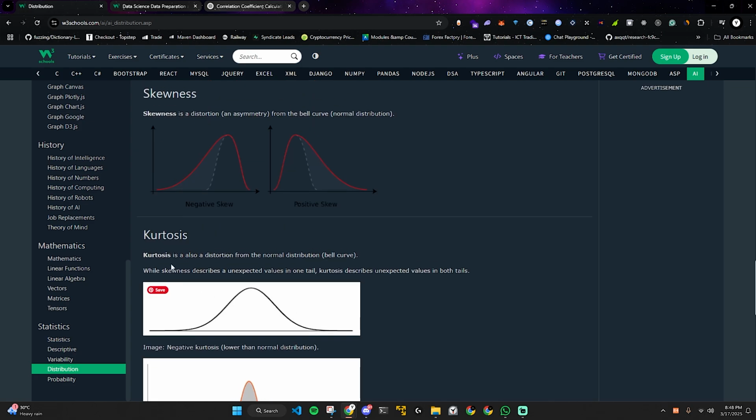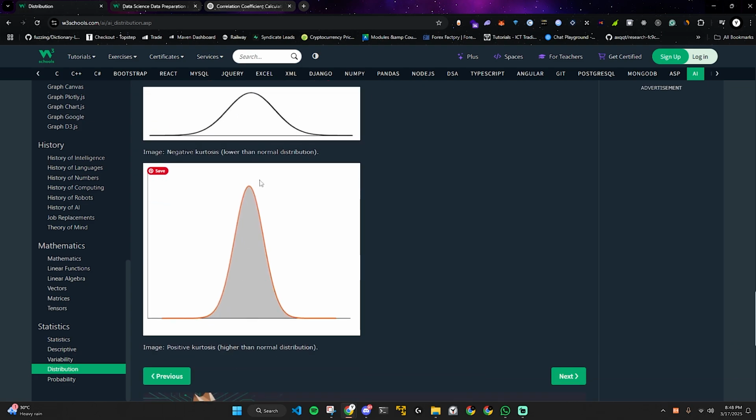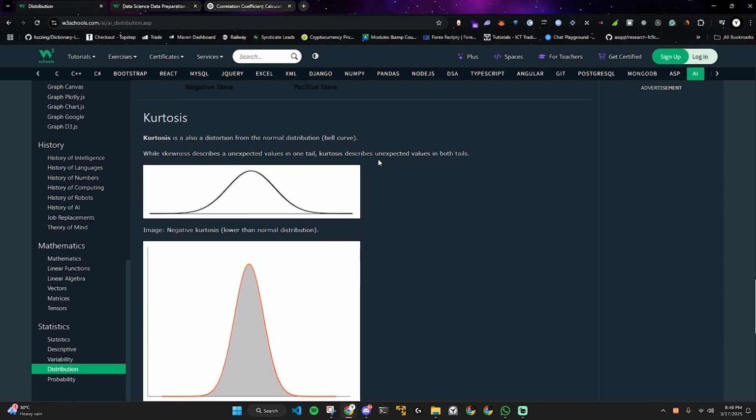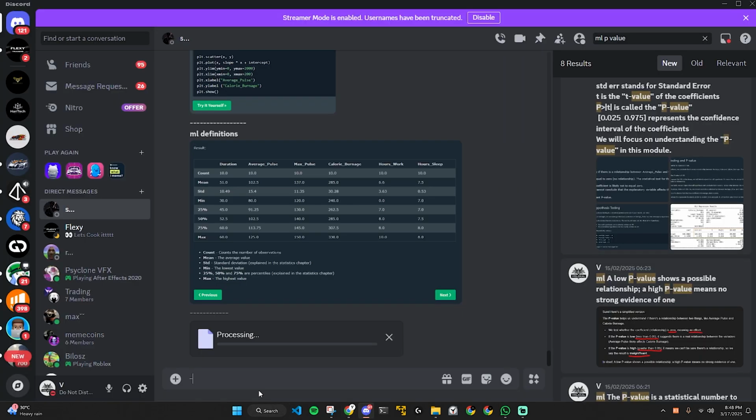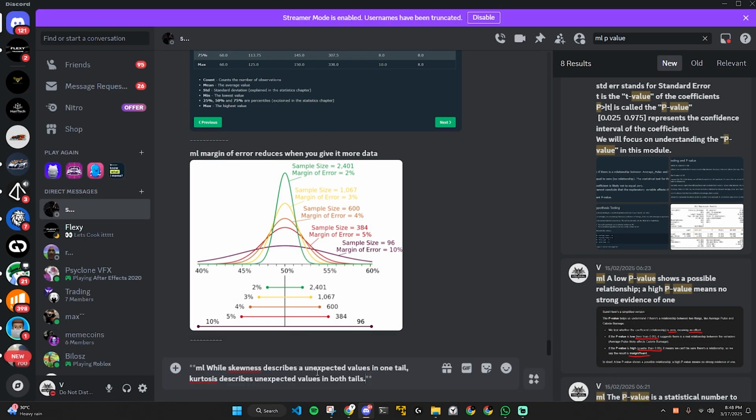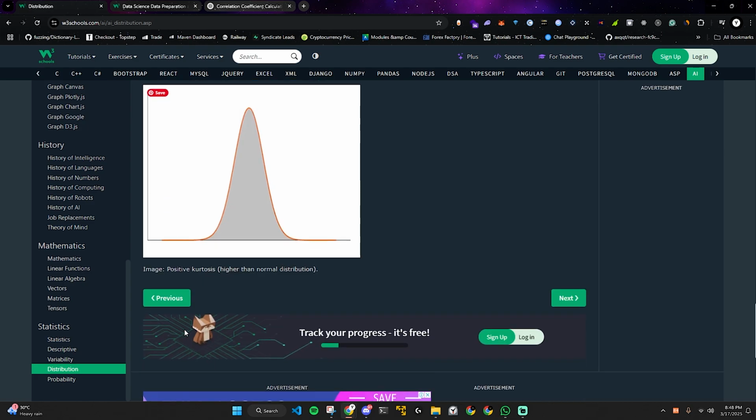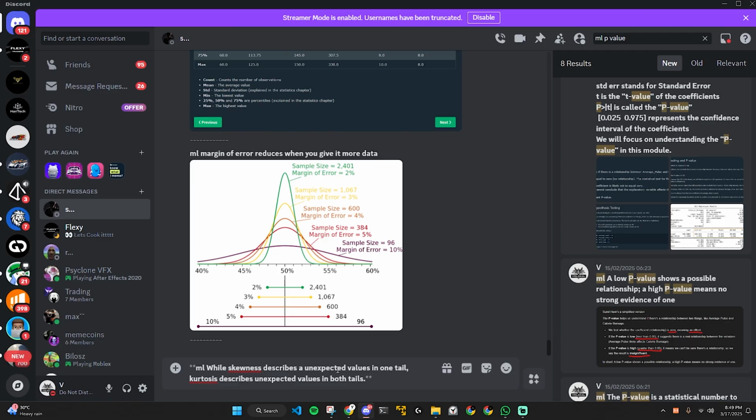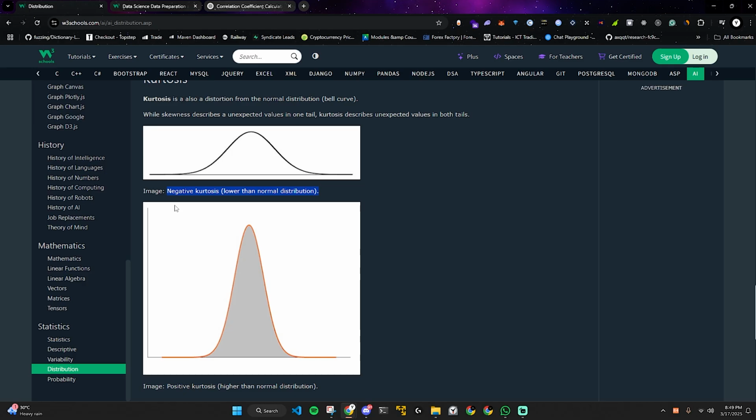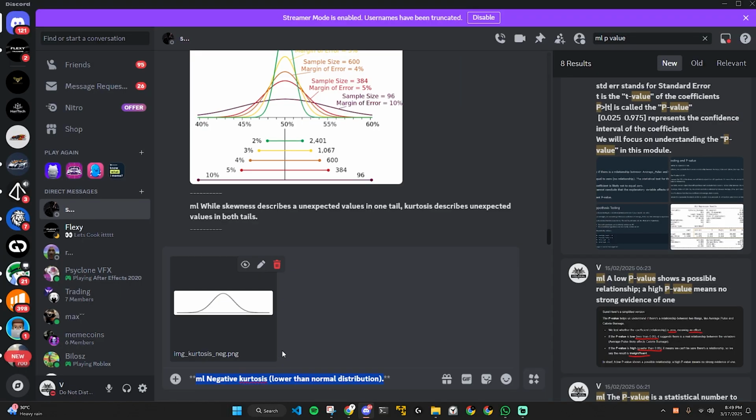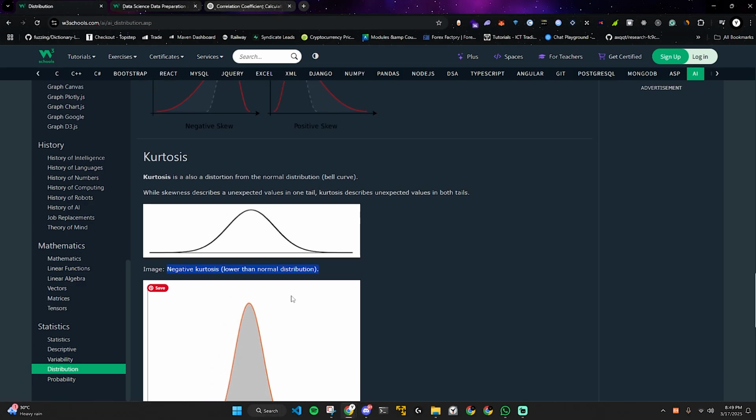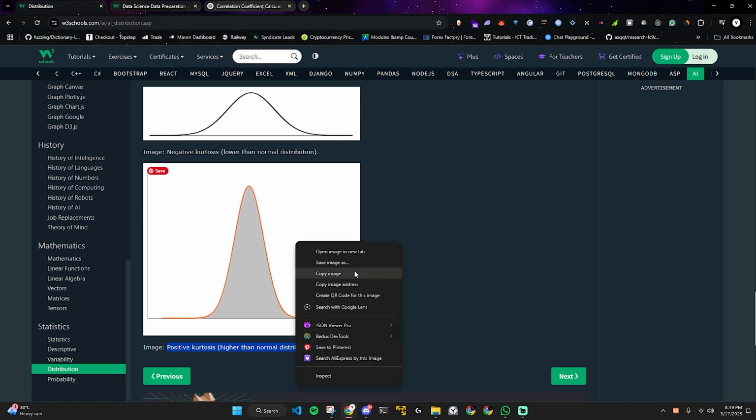And kurtosis, so that's what the kurtosis is. When you give it more samples, the distribution curve basically goes higher and higher. While skewness describes unexpected values in one tail, kurtosis describes unexpected values in both tails, right? So negative kurtosis is lower than normal distribution, and positive kurtosis is higher than normal distribution. Copy. Let me just grab that.